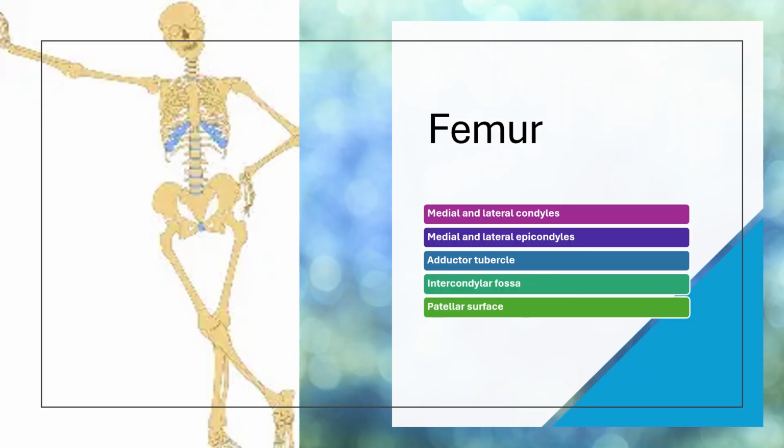On the femur, the distal end, we have the medial and lateral condyles, and these articulate with the tibia. We have the medial and lateral epicondyles, and these are attachment sites for the collateral ligaments, the MCL and the LCL. We have the adductor tubercle, which is the insertion of the adductor magnus, and we have the intercondylar fossa, which houses the cruciate ligaments, so ACL and PCL. We also have the patellar surface, and this is a groove where the patella will sit and glide.